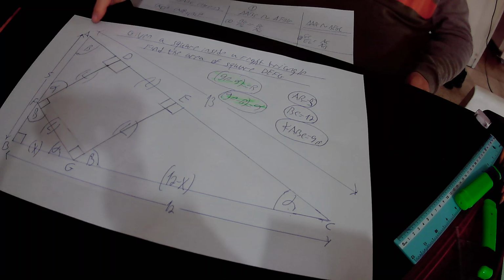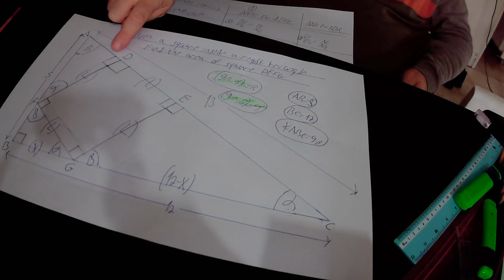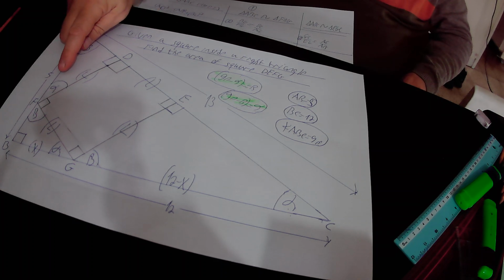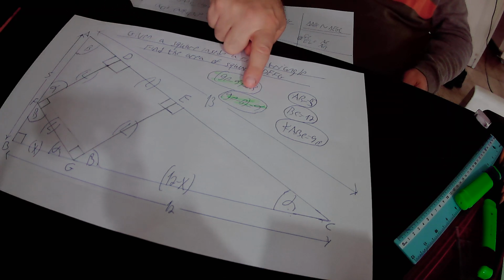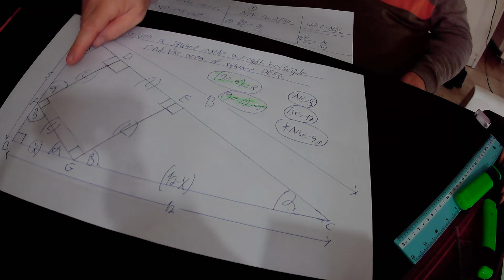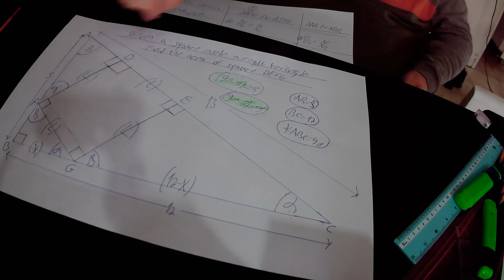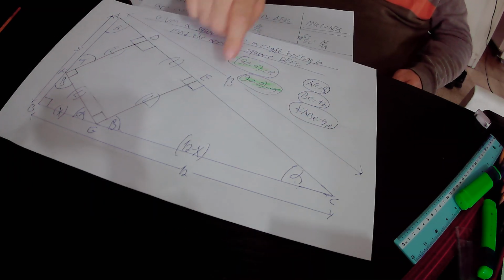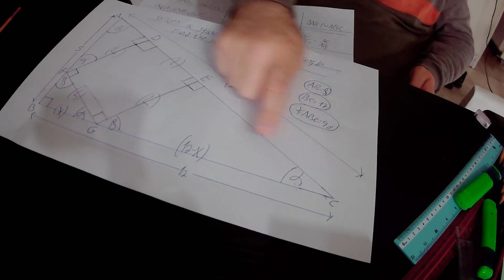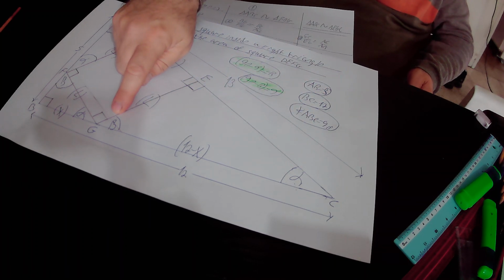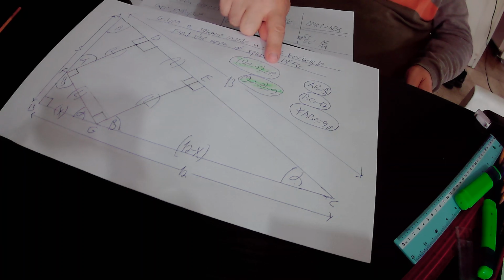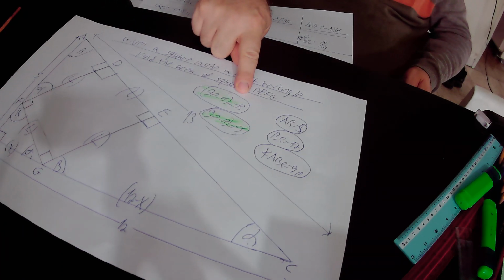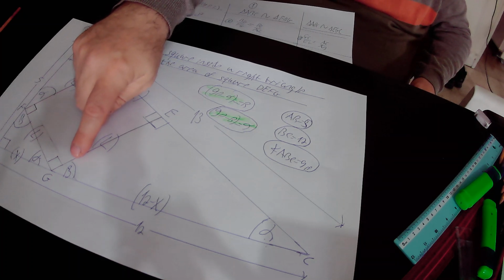Then, in the right triangle ADF, this angle equals beta, this angle equals 90 degrees. Therefore, the missing angle here must be equal to 90 degrees minus beta. But 90 degrees minus beta equals alpha, therefore the missing angle here must be equal to alpha. Likewise, in the right triangle AGC, this angle equals 90 degrees, this angle equals alpha, therefore the missing angle here must be equal to 90 degrees minus alpha. But 90 degrees minus alpha equals beta according to our definition, therefore the missing angle here must be equal to beta.